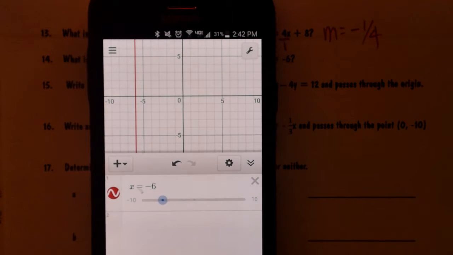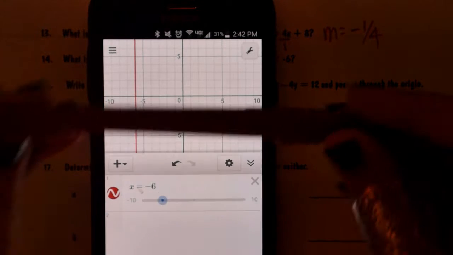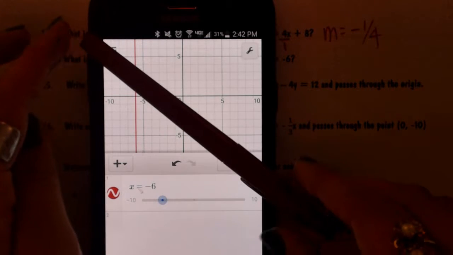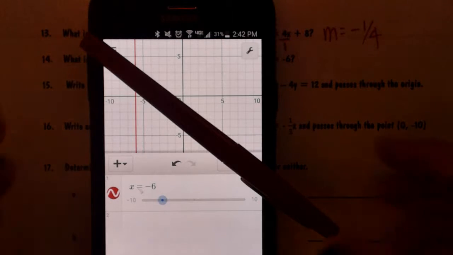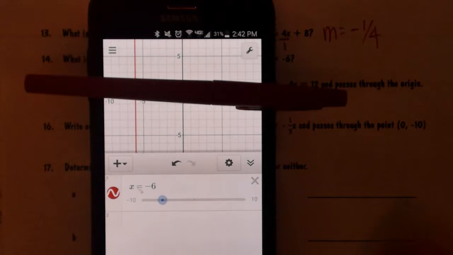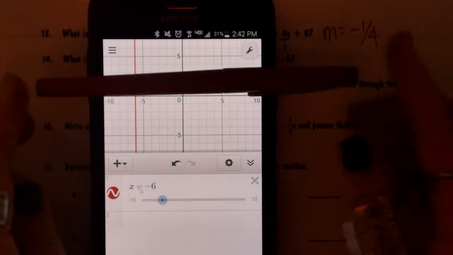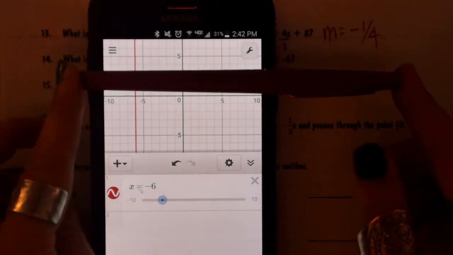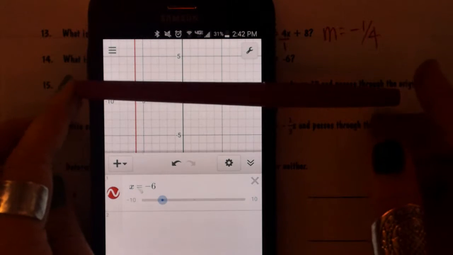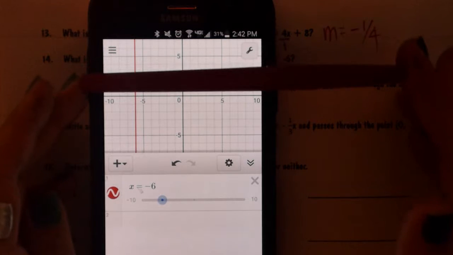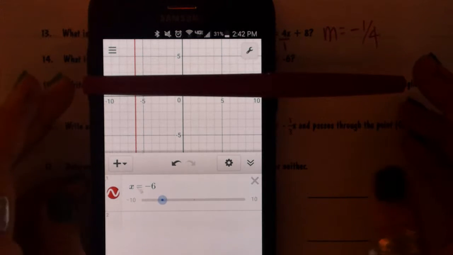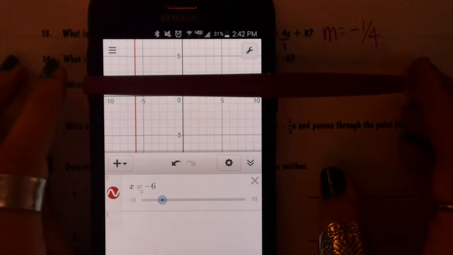It's asking us for the perpendicular line, right? So, would perpendicular to this look like this? No. What about this? No. What about this? Yes. That is perpendicular. Now, what kind of line has my pen made? A horizontal line. And Troy, can you tell me what kind of slope a horizontal line has?